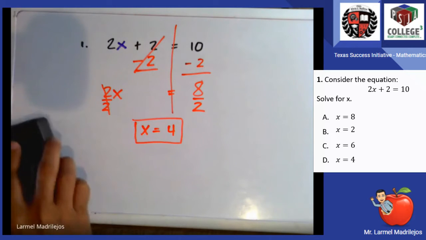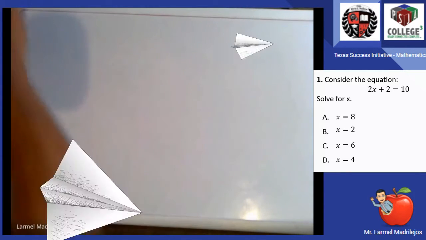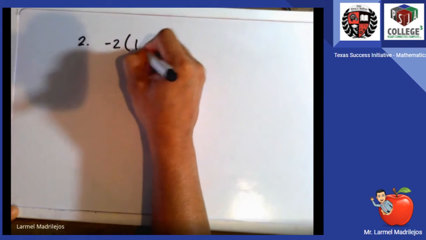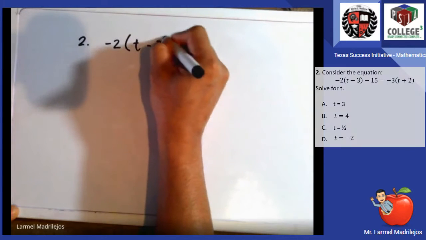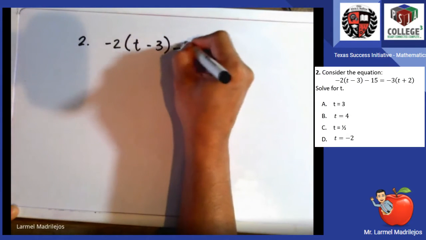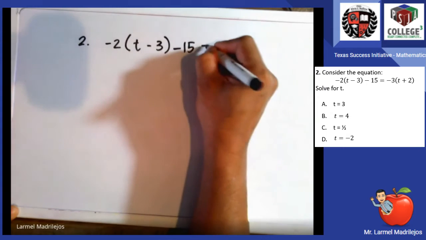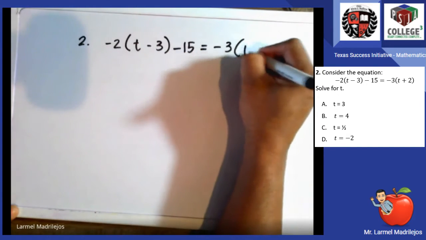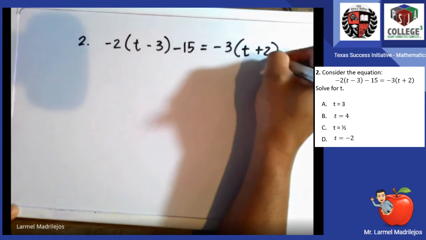Okay. Next question. The given for question number 2 is negative 2 times the quantity t minus 3, minus 15, equals negative 3 times the quantity t plus 2.